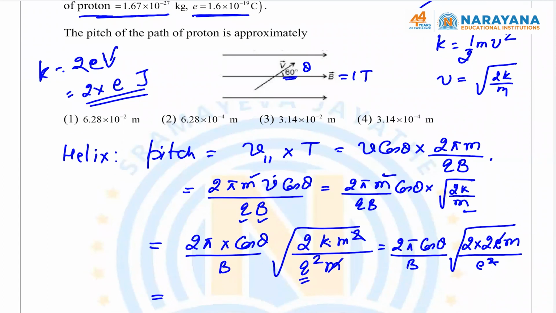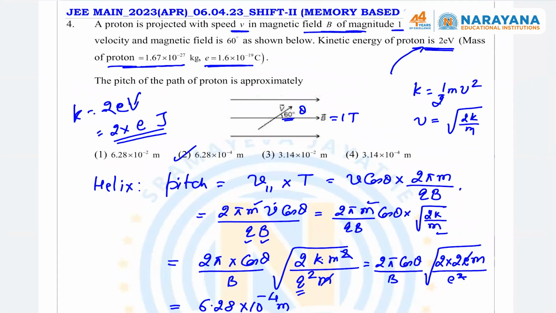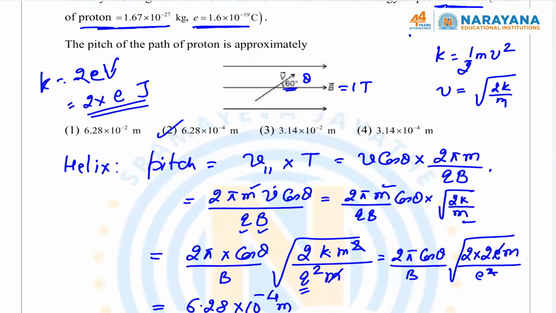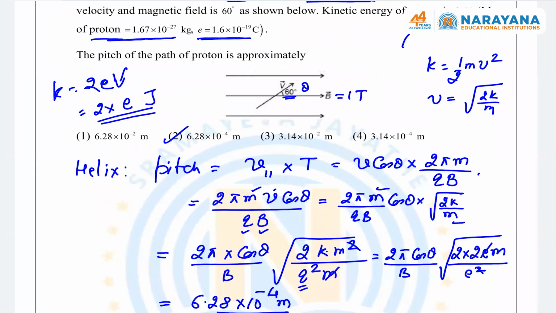So to save your time watching this video, I have done this calculation already, and the answer is 6.28 times 10 raised to power minus 4 meter. So answer is option 2. So that was a calculative question. Let's move on to the next question.